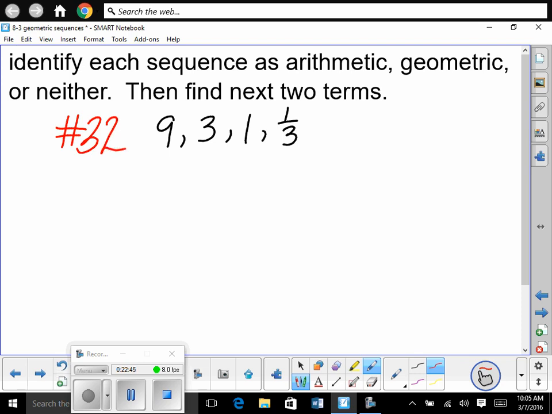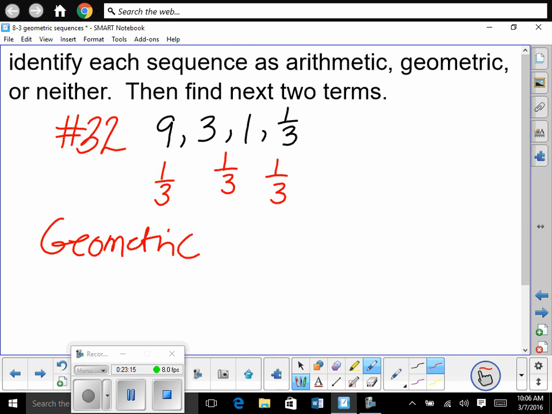We're determining if this is geometric, arithmetic, or neither. So first of all, I'm going to start out to see if it's geometric. So I tried dividing. 3 divided by 9, guys, is 1/3. 1 divided by 3 is 1/3. 1/3 divided by 1 is 1/3. So they have a common ratio. Therefore, it must be geometric, right? We're multiplying by 1/3 each time. So we'd say geometric. We're multiplying by 1/3 to get from one term to the next.